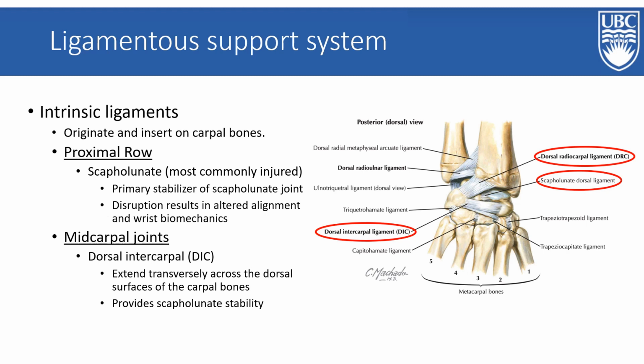Together, the DIC and the extrinsic DRC, as mentioned on the previous slide, form a lateral V configuration that allows for normal carpal kinematics while stabilizing the carpus dorsally.